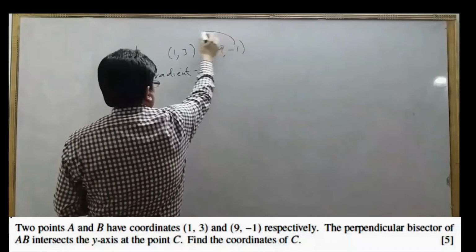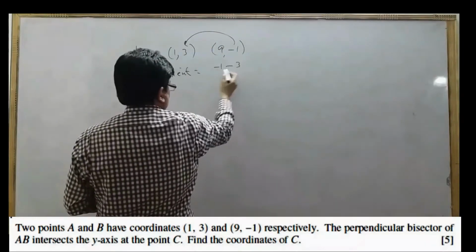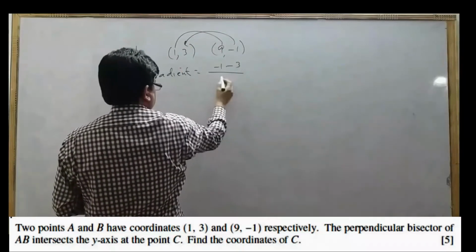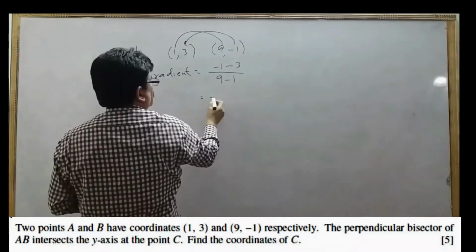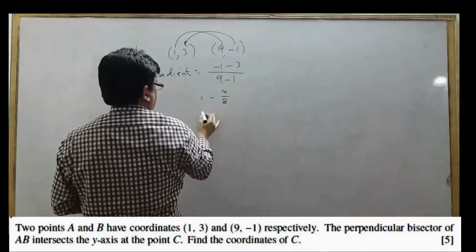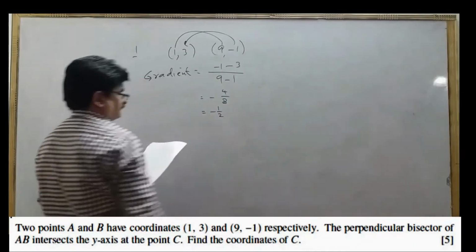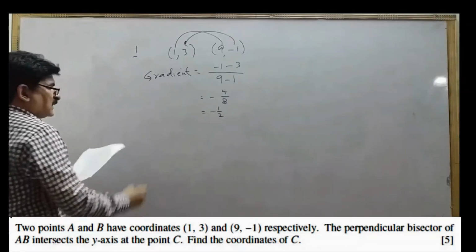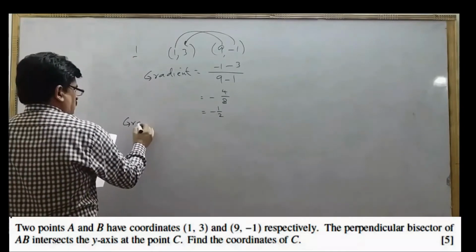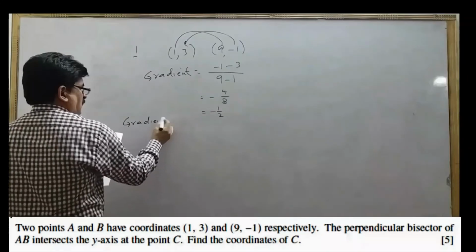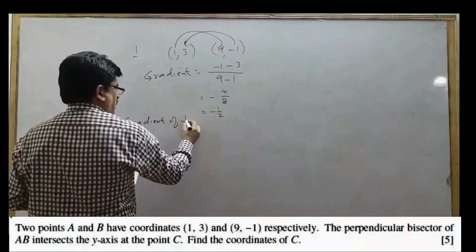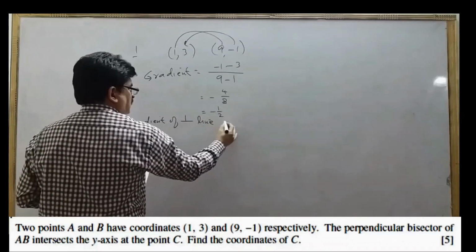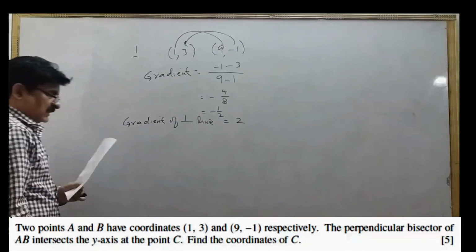Gradient is y2 minus y1 over x2 minus x1. This is -4 over 8, which is -1/2. So the gradient of the perpendicular line will be equal to 2.